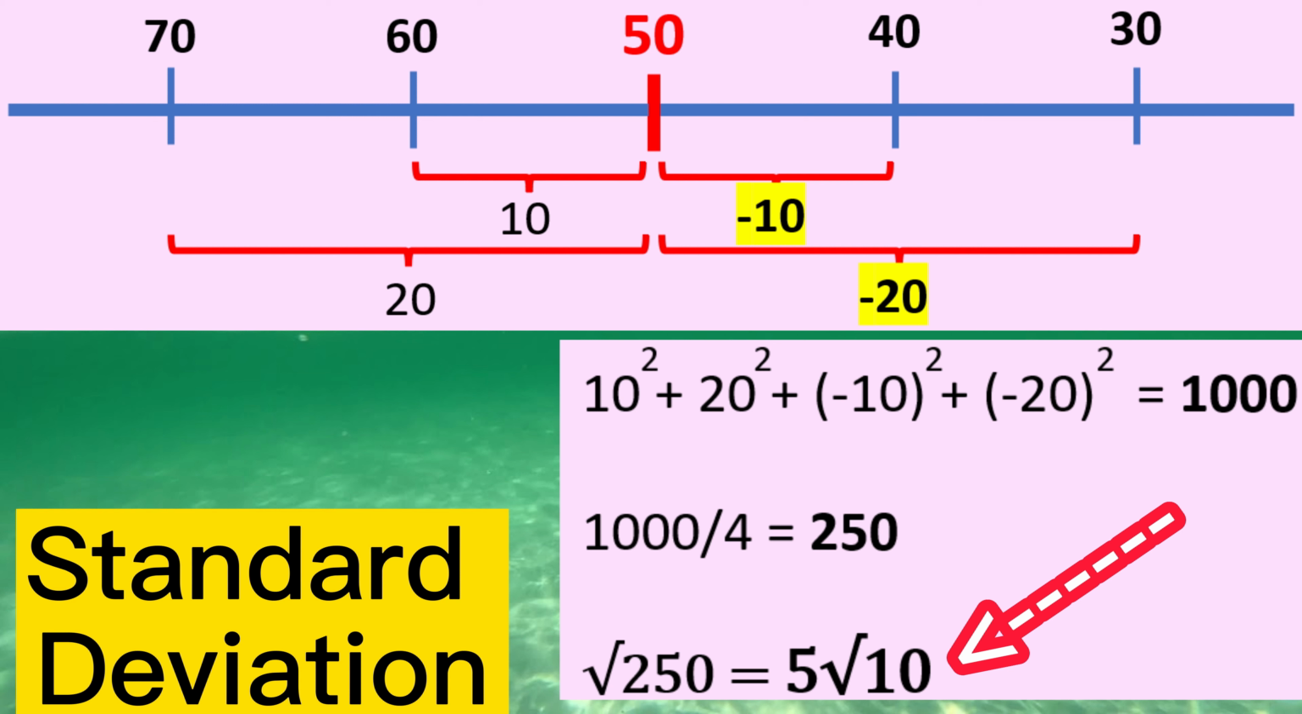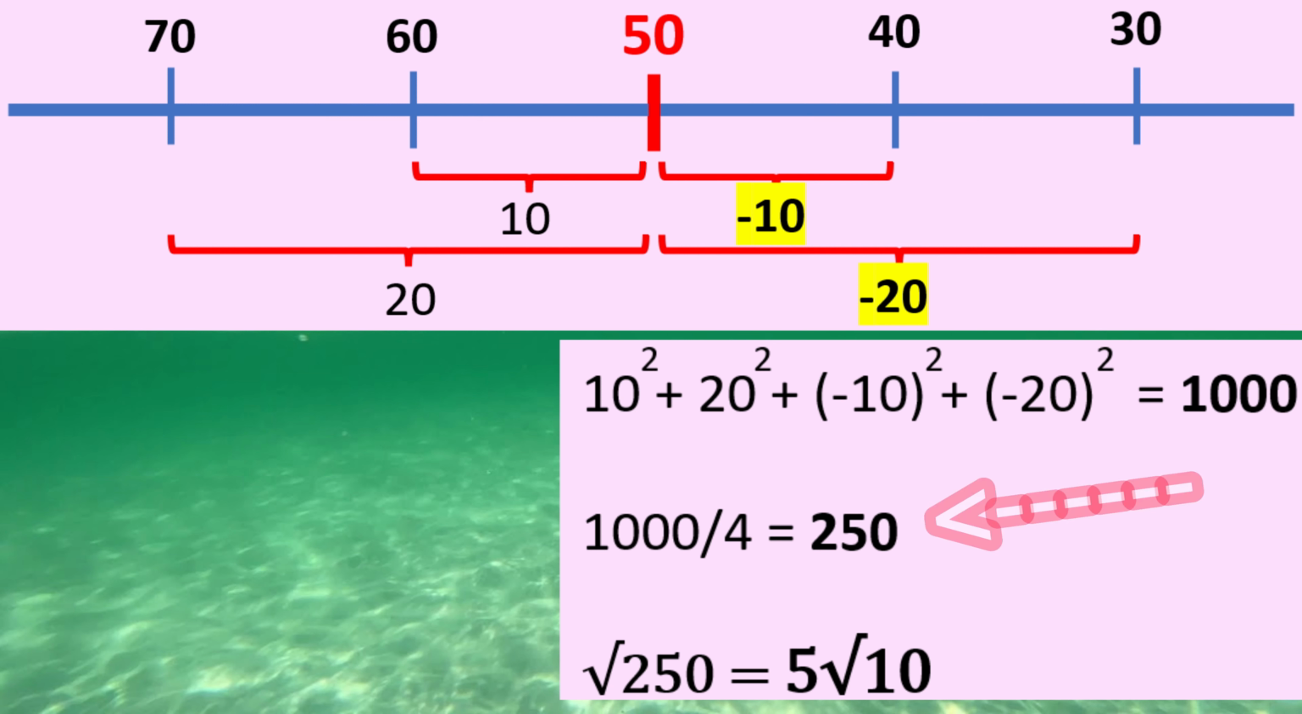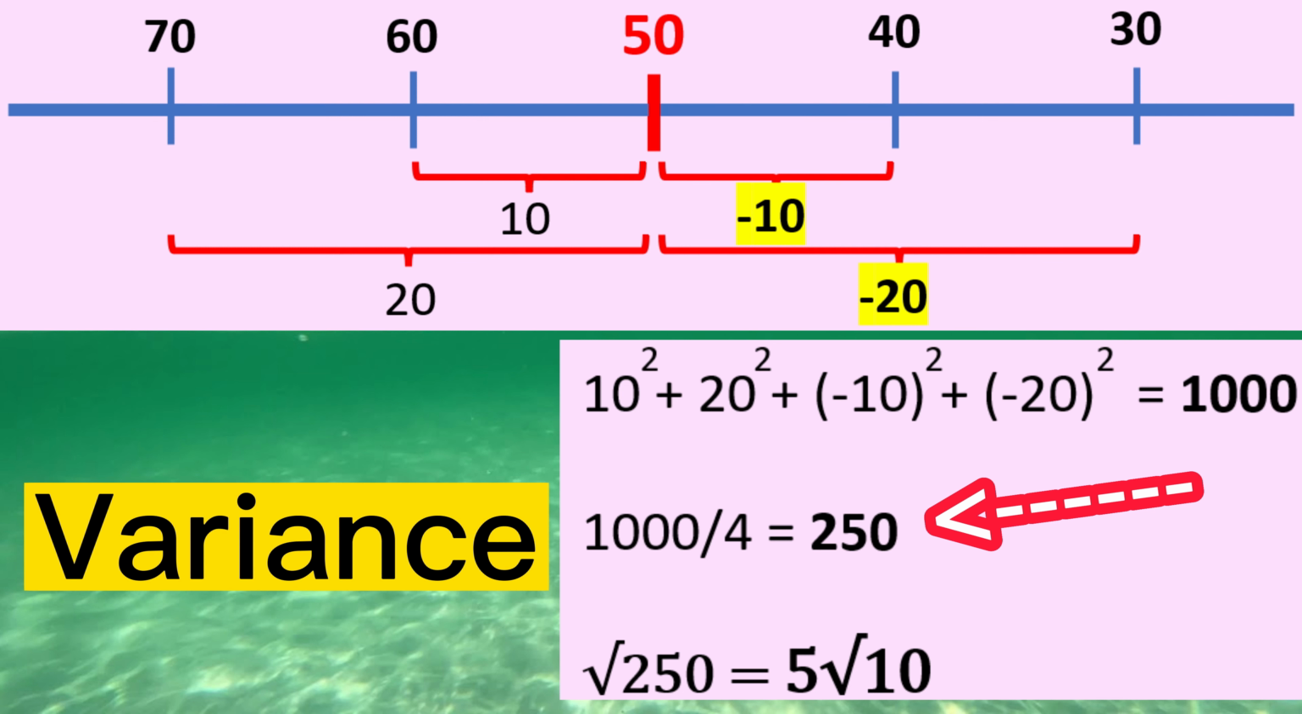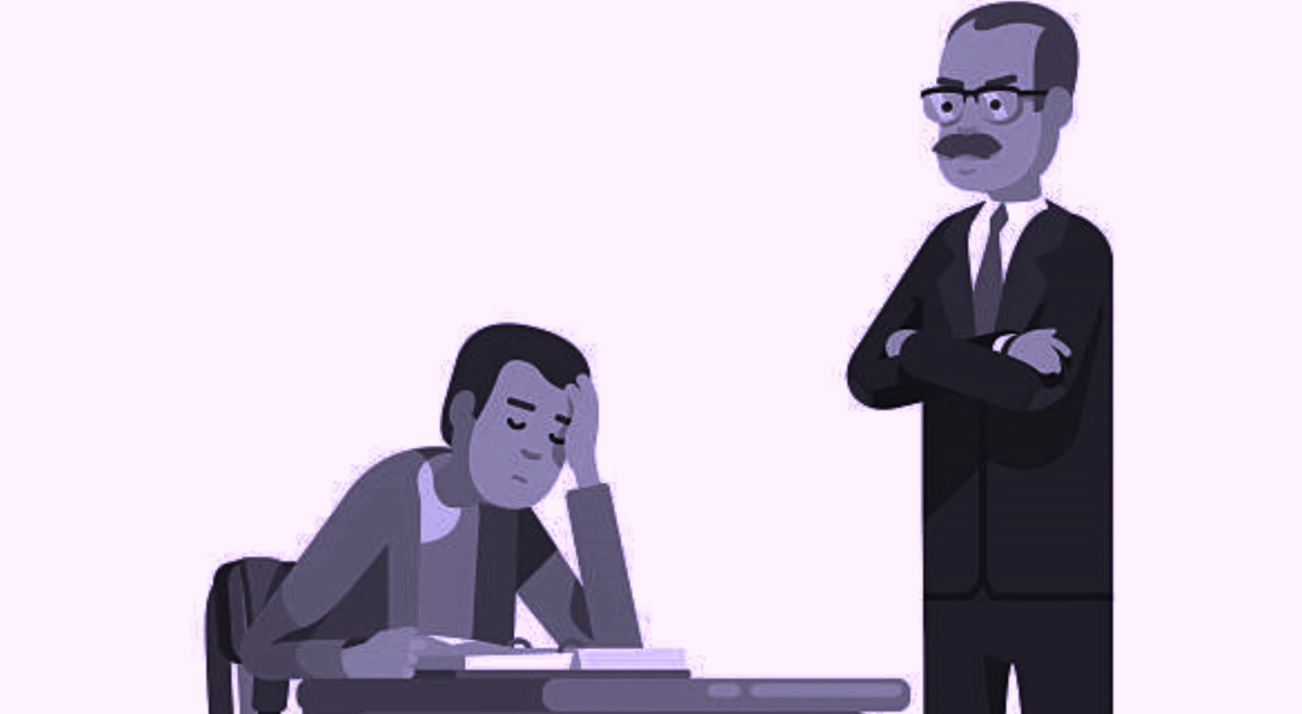That's all. And we get variance if we do not take the square root. This is the variance. That's all. We are done. Despite some monster professors that make it harder.